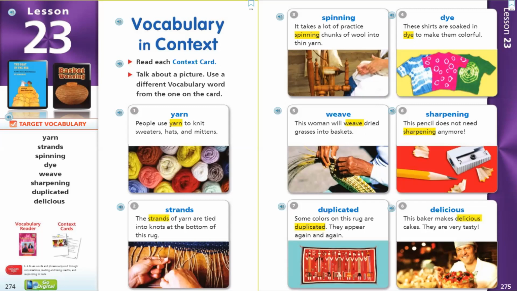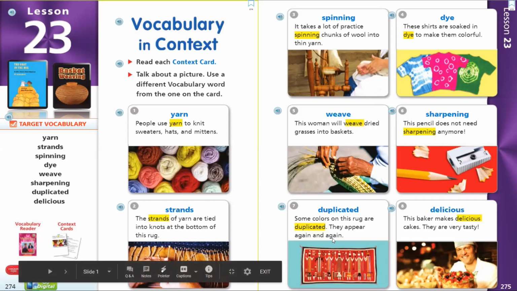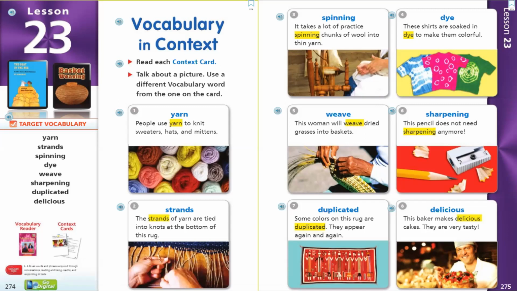Number 6, sharpening. The pencil does not need sharpening anymore. I'm looking at it. It looks like it has a very pointy tip. So that might help you figure out what sharpening means. Your next word is duplicated. This one's a little harder, boys and girls. Some colors on this rug are duplicated. They appear again and again. When I think of the word duplicated, I think of making a copy of something.